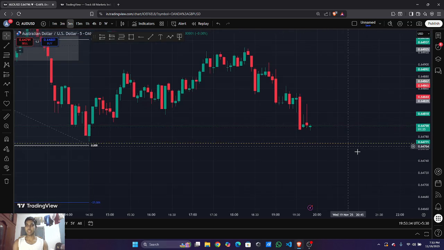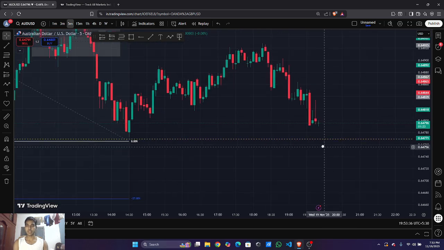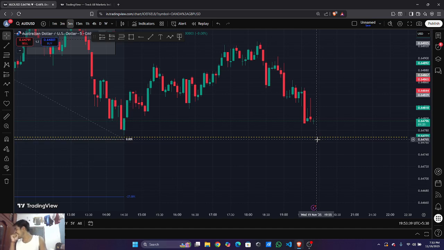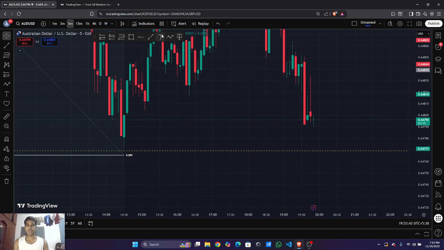5 minute. Okay, so this is an important level. It should break this. I don't want to enter early, but let's see. Okay, we have one swing over here. If it breaks this swing in 5 minutes, so 5-minute break of structure, that should be enough.